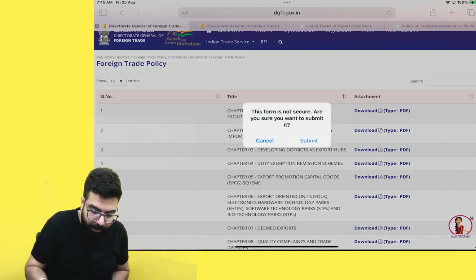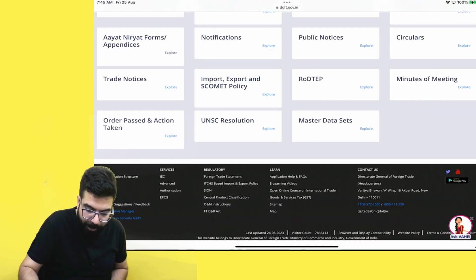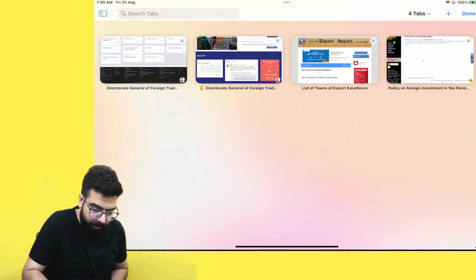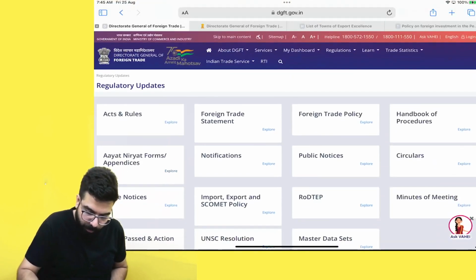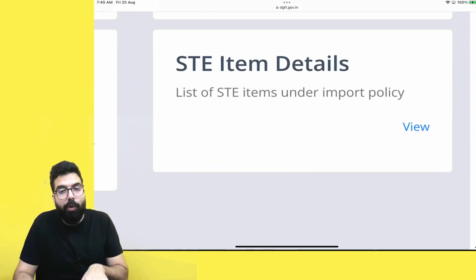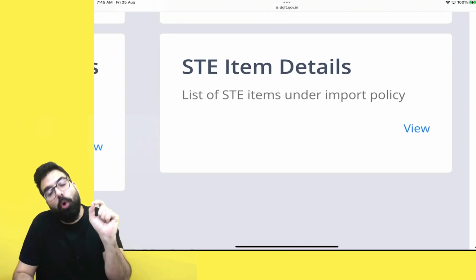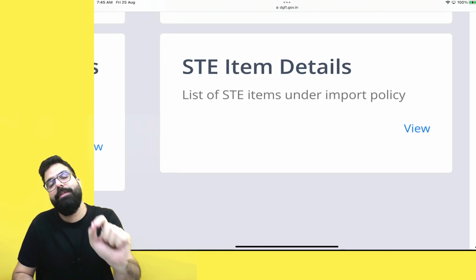When you go over here, in the regulation, you will be able to see. One minute. Today the website is not working properly. Okay. See, you will be able to see what items you can import or export only through the state trading enterprises. Import or export of those items can only be done through the state trading enterprises.